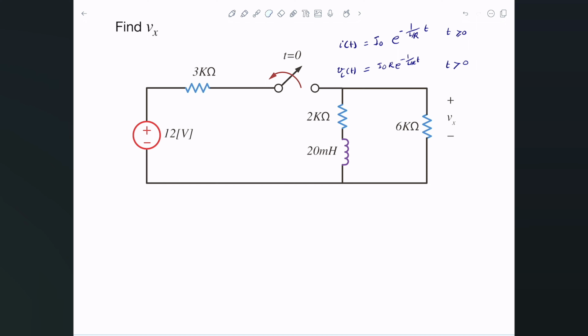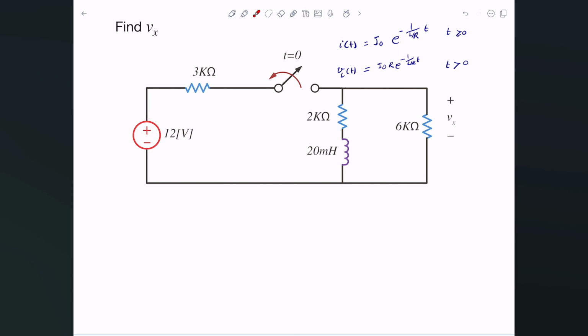What we're being asked to compute is either the voltage in here or maybe the current across it, and because we know the 6 kilo ohms, we can figure out what the voltage is. So I'll try to find the current across the inductor, and to find it we need a few things. First, we need the initial current flowing through that inductor, and then we have to compute the tau. So let's get started with the I0.